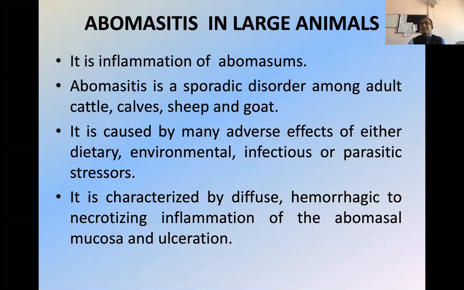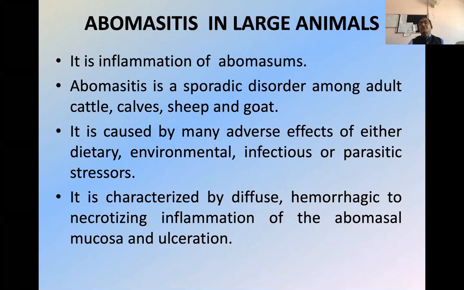So this is a sporadic disease. छिटपुट ऐसा होते रहता है, खास करके बछड़े में, भेड़ में और बकरियों में ये बहुत पाया जाता है. And it is caused by so many factors like dietary. It may be dietary in origin, it may be environmental in origin, infectious in origin, and some of them are parasitic. Some of the parasites are very important, responsible for producing inflammation in the abomasum, and therefore we will capture the name of the parasite that is responsible for abomasitis.